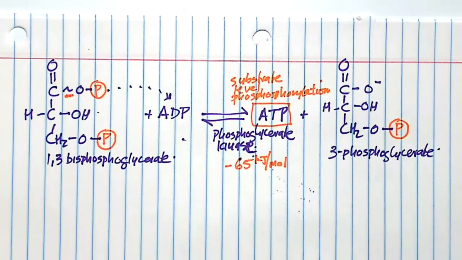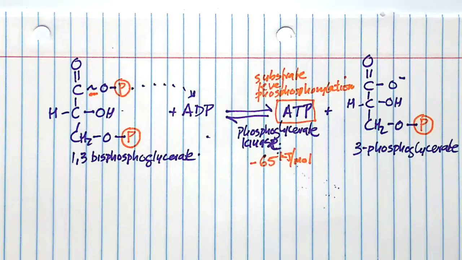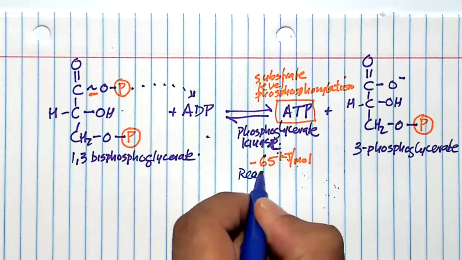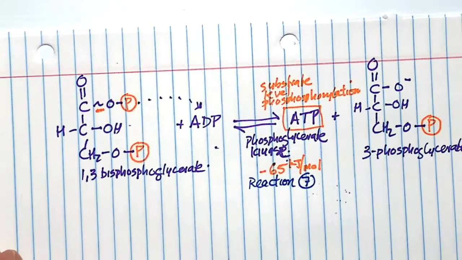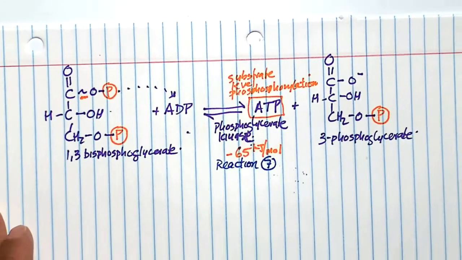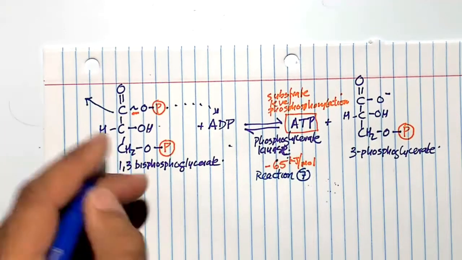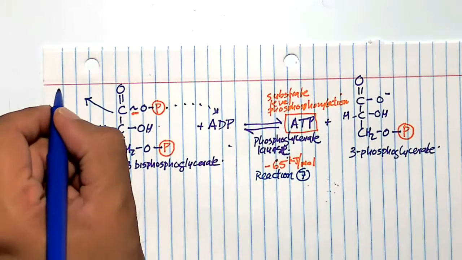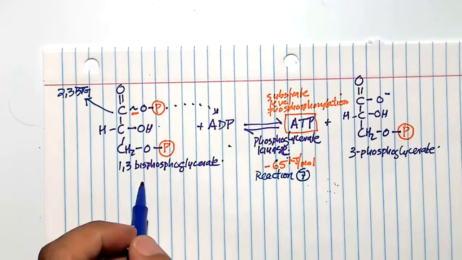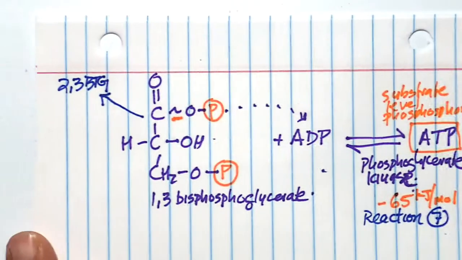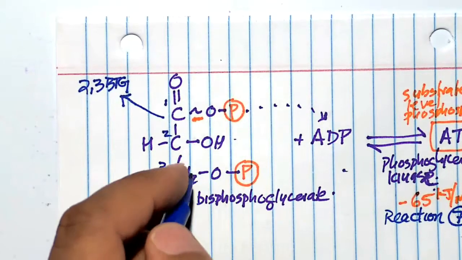Okay? So it may be worth taking a little bit of a tangent. By the way, this is reaction 7 of glycolysis. And realize that many cells, particularly red blood cells where glycolysis is almost ubiquitous, have an alternative pathway where they shunt this off and make the molecule 2,3-bisphosphoglycerate. The difference between 1,3-bisphosphoglycerate and 2,3-bisphosphoglycerate is just that this phosphate moves from the number 1 carbon to the number 2 carbon, so that's a mutase.